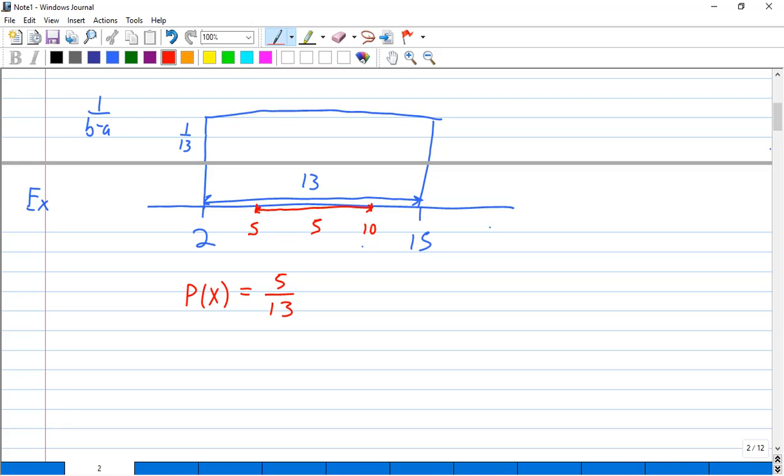If you're the kind where you want to use a formula every time, and that's fine, what you need to do is write the height of the curve or the height of the line, because that's going to be the probability. So that would be 1 over 13. And you would say that times the number of units between 5 and 10, which was 5. So 1/13 times 5 is 5 over 13. You get the same answer either way. I like to look at it as part over total because that makes the most sense in my mind.